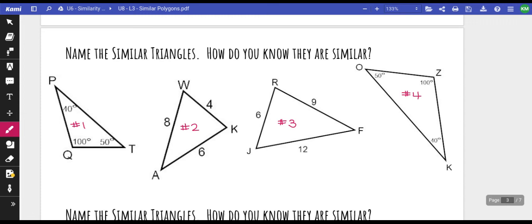Yeah. Would you agree they have identical angles? So you're going to write triangle 1 and triangle 4 have the same angles, so are similar.